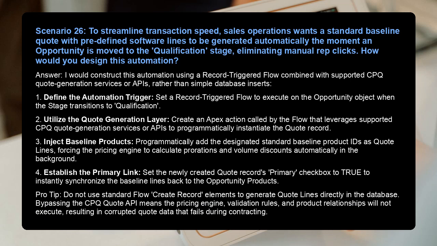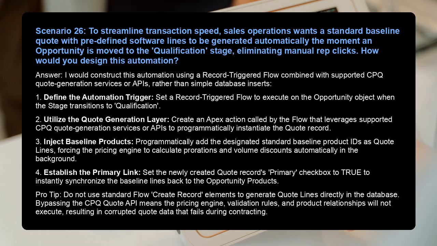Scenario 26. To streamline transaction speed, sales operations wants a standard baseline quote with predefined software lines to be generated automatically the moment an opportunity is moved to the qualification stage, eliminating manual rep clicks. How would you design this automation? Answer: I would construct this automation using a record-triggered flow combined with supported CPQ quote generation services or APIs rather than simple database inserts. 1. Define the automation trigger. Set a record-triggered flow to execute on the opportunity object when the stage transitions to qualification.